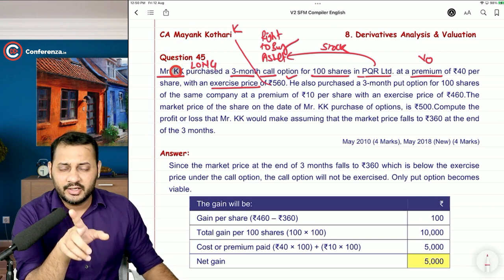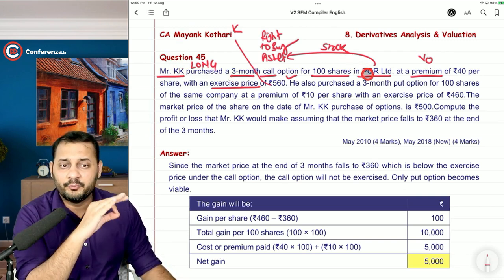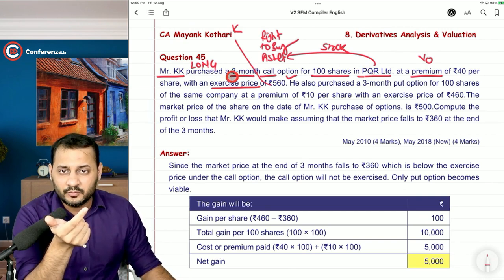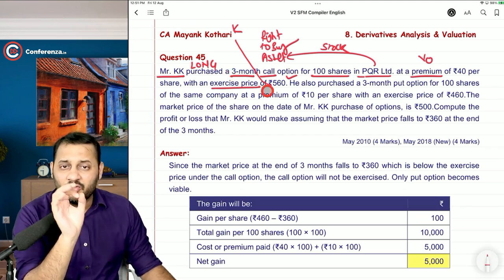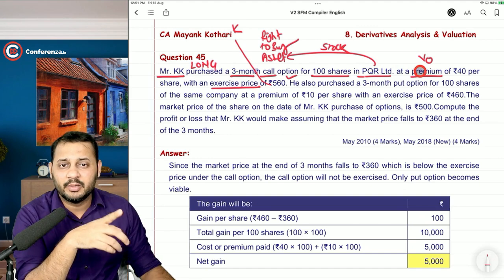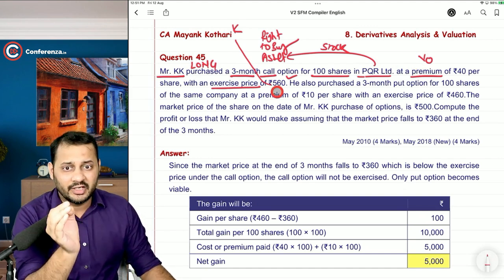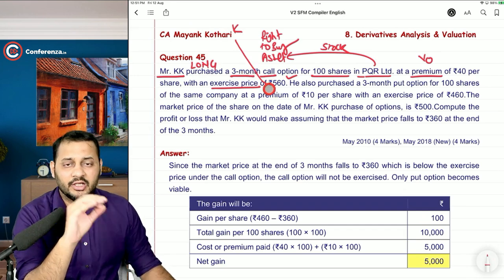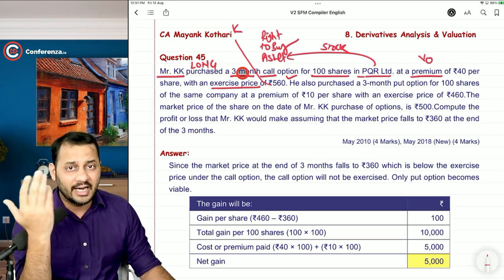So Mr. KK, an investor, wants to buy the stock of PQR Limited after 3 months at a price of 560. For that purpose, he has paid the premium of 40 rupees today. That means if the prices are favorable after 3 months, he will buy it at 560, only if the market price in the spot market is higher.